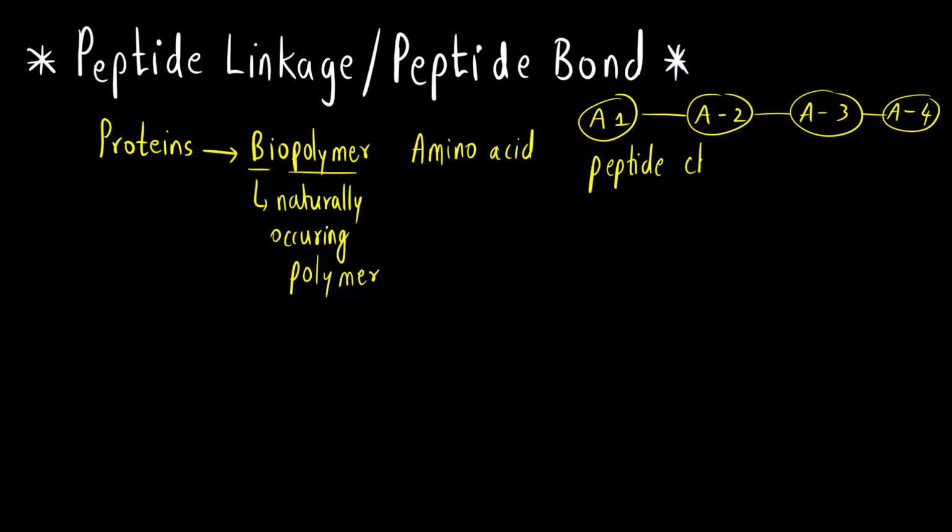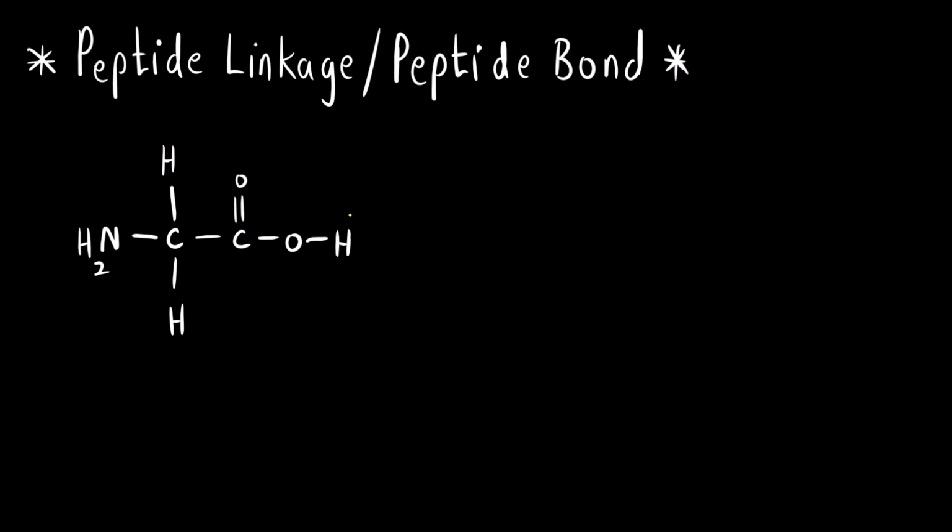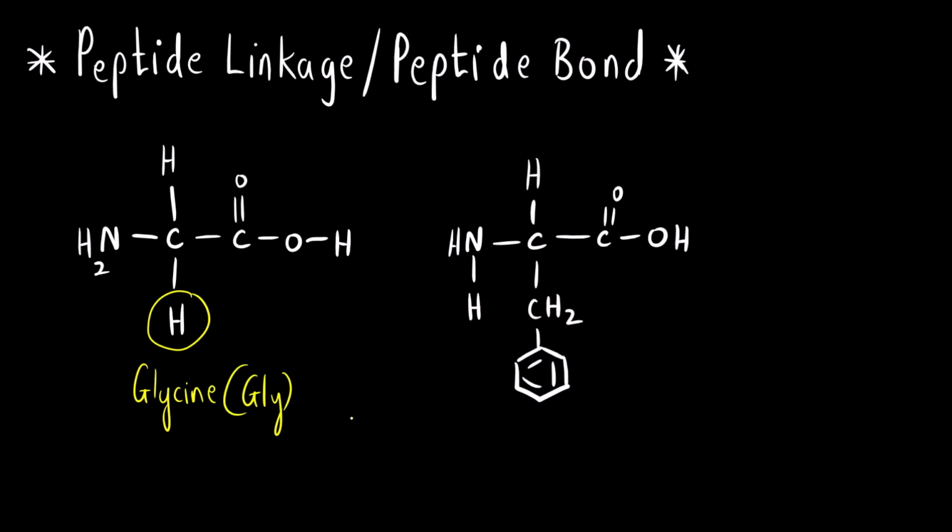Now the question is, what is the exact meaning of this peptide chain? Suppose I take this amino acid. What is the name of this amino acid? Side chain is hydrogen, so this is glycine. And I want to connect it to another amino acid. If this was CH3, it is called alanine. Here one hydrogen is substituted by a phenyl group, so this is phenylalanine.